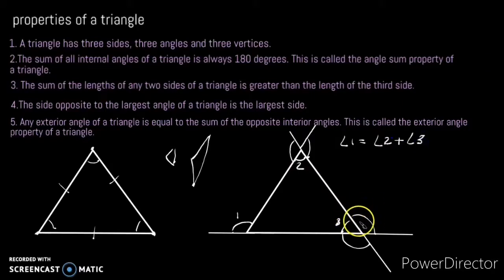Maybe we will do one more angle. Let's select this angle and call it angle 4, and this is angle 5. You can see that these are the opposite interior angles of this exterior angle. So we can say that angle 4 is equal to the sum of angle 2 and angle 5.